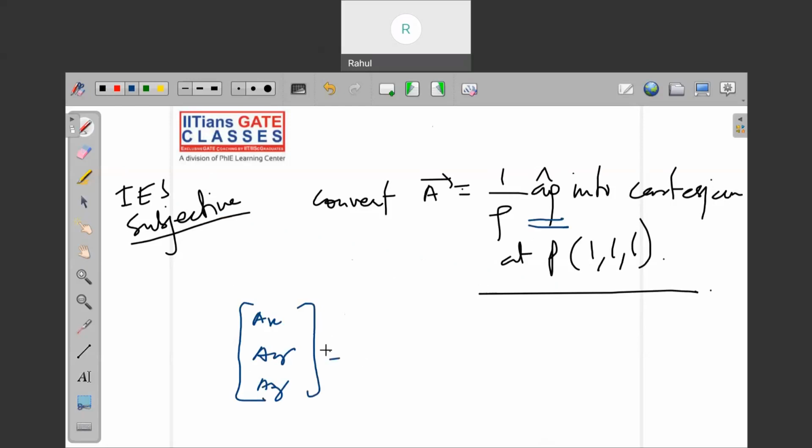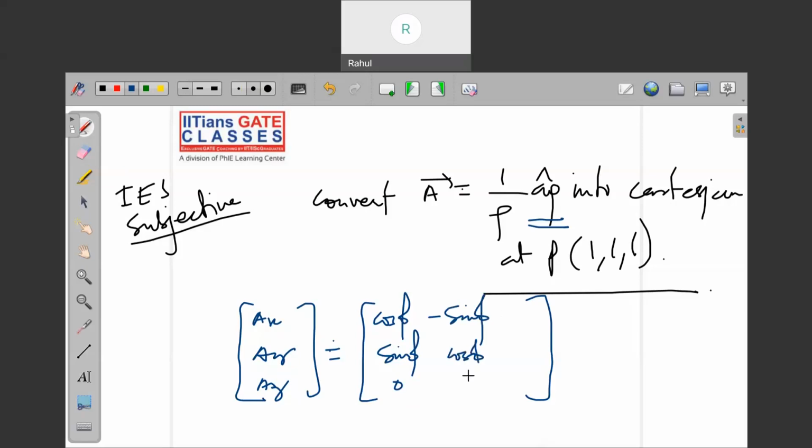And what you can do here is write the matrix. This is cos phi, sin phi, 0. Now minus sin phi, cos phi, 0, and 0, 0, 1. And what are the components? The rho component 1 by rho is given and the rest of them are 0, right? So now you can see directly here.